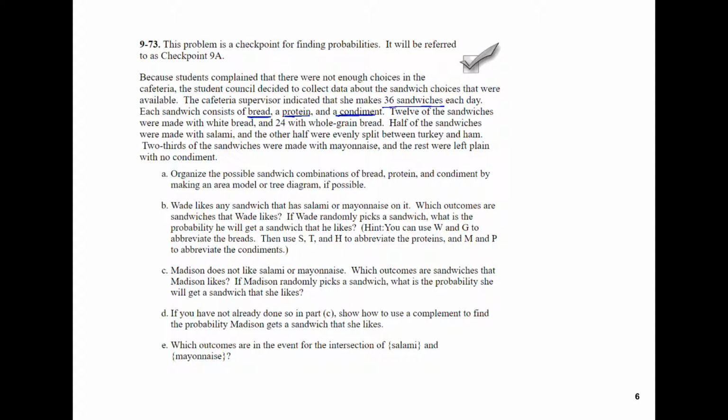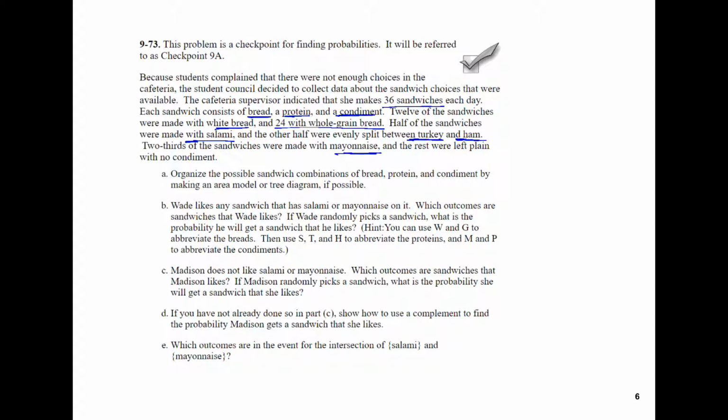12 of the sandwiches were made with white bread, 24 with whole grain bread. Half of the sandwiches were made with salami, and the other half were evenly split between turkey and ham. 2/3 of the sandwiches were made with mayonnaise, and the rest were left plain with no condiments. Organize the possible sandwich combinations of bread, protein, and condiments by making an area model or a tree diagram if possible.